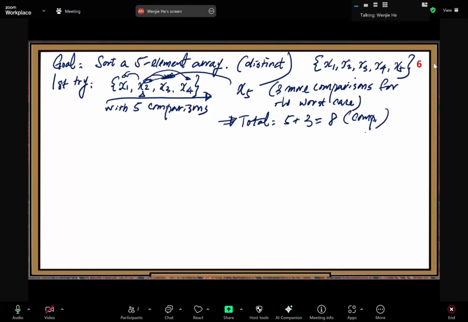Remember, I mentioned in the previous slide the lower bound formula, right? Here I did not give you that lower bound formula, but I want to show you at this point. Based on that lower bound formula, the lower bound for this 5 element array is 7, not 8. Okay? Not 8, it's 7. So that means we have a little room for improvement.